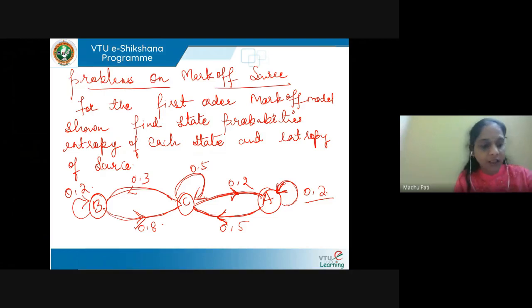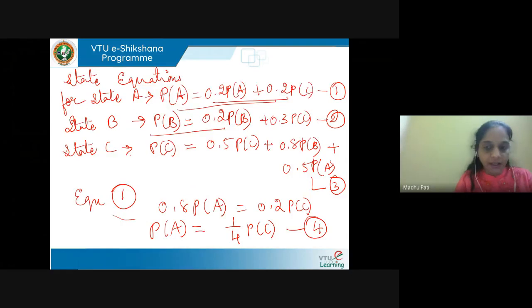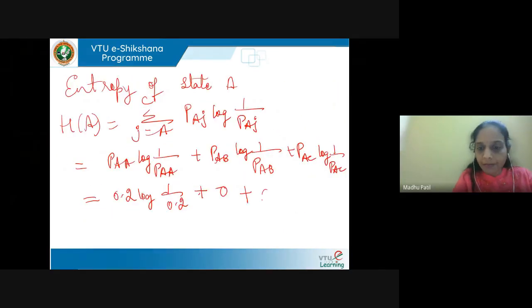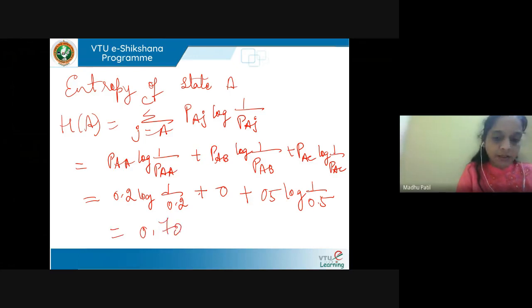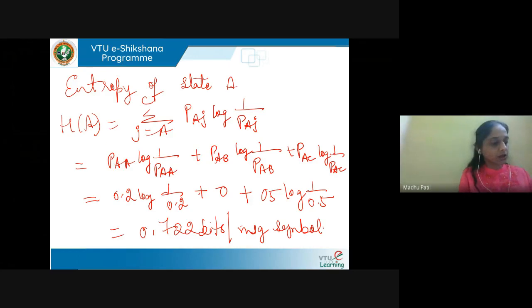From the probabilities, we can see A to A, next A to C. What is A to C? It is 0.5. So now I write that as 0.5 log of 1 by 0.5. This is equal to 0.722 bits per message symbol. Okay, so that is A.